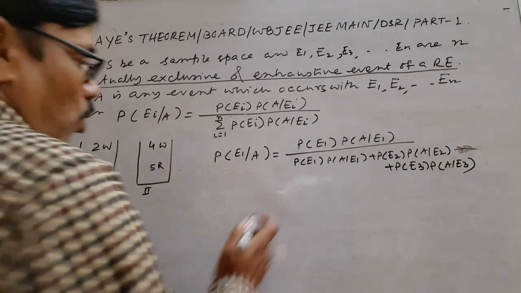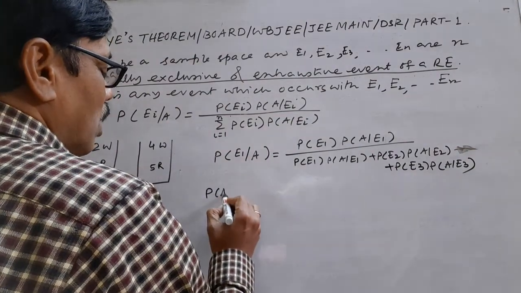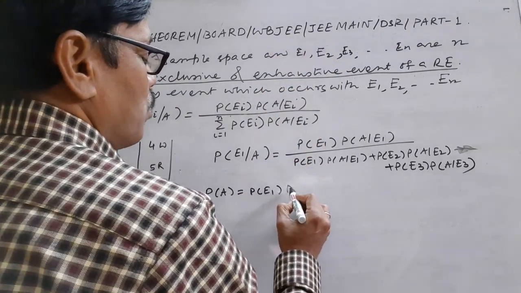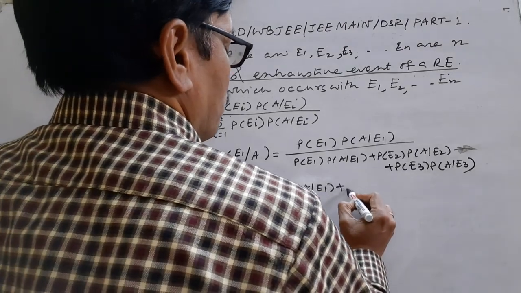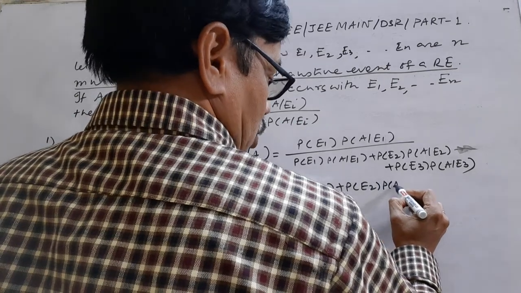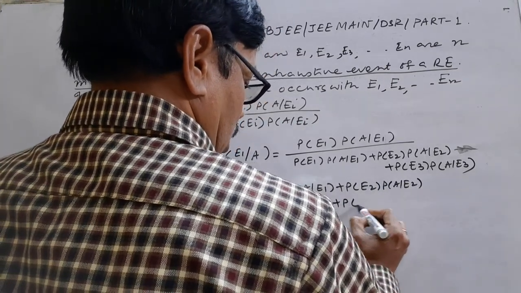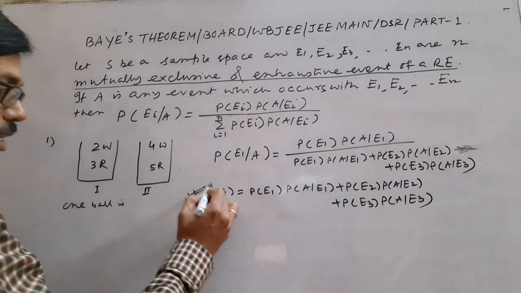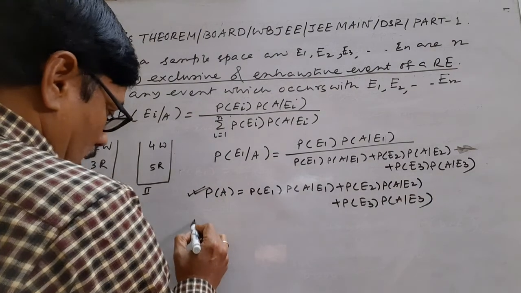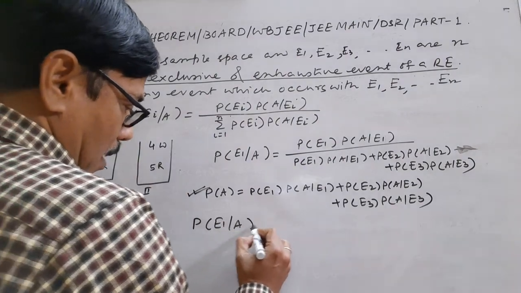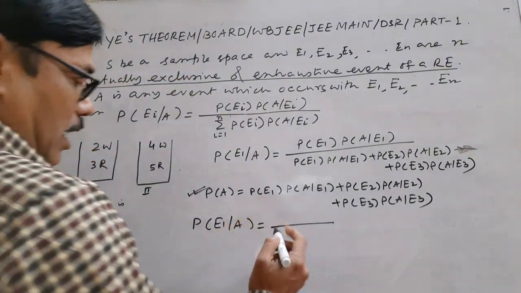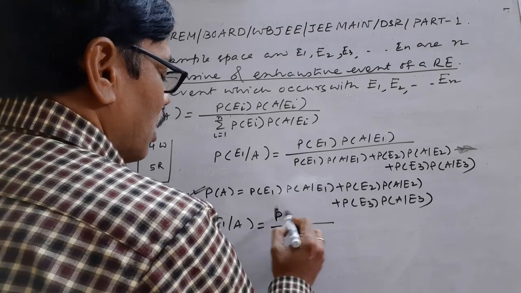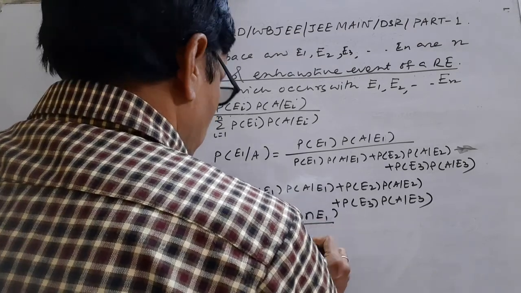Listen, we have already proved from total probability, with the same restriction, that P(A) equals P(E1) P(A|E1) plus P(E2) into P(A|E2) plus P(E3) into P(A|E3). We have already discussed it. Now what is P(E1|A)? From the definition, P(E1|A) equals P(A intersection E1) by P(A).